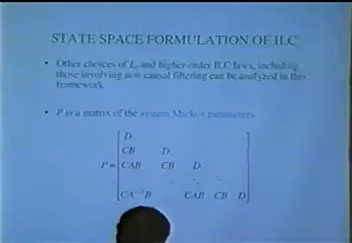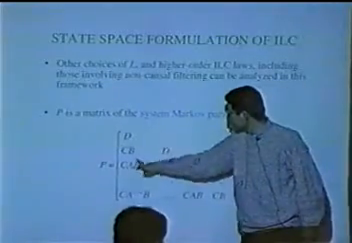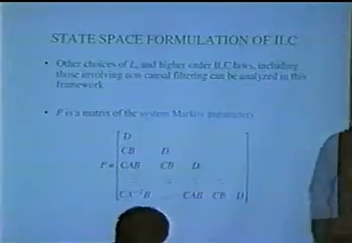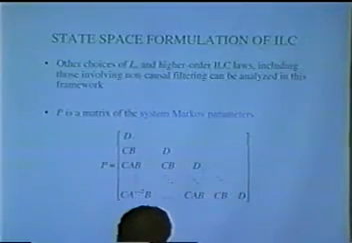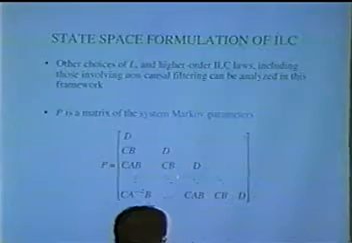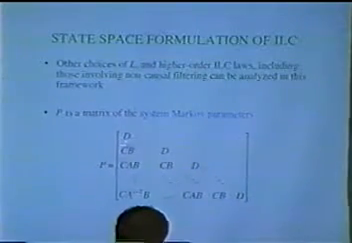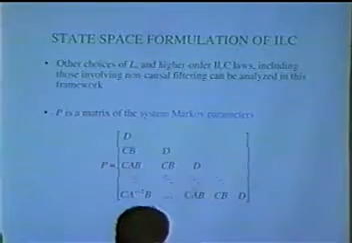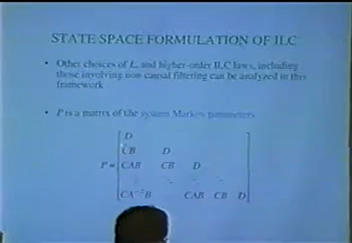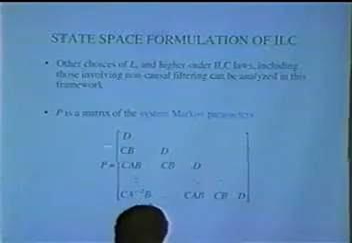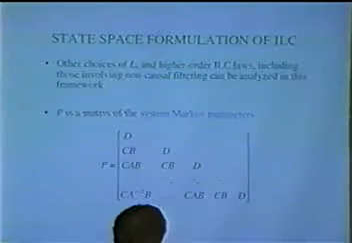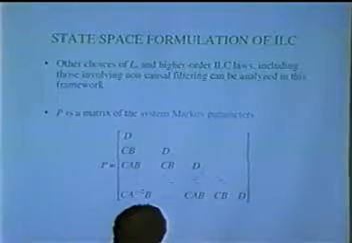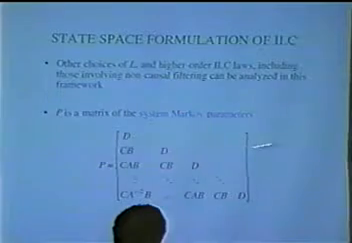So these elements here, D, CB, CAB, CA square B, are called the macro parameters of the system. If the system is time invariant, these are the macro parameters, the element CB repeating. If the system is time varying, you have a different CB down here and CB up there, but the structure of the matrix remains the same.